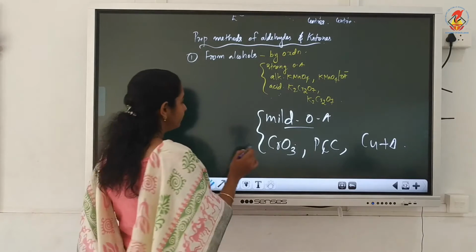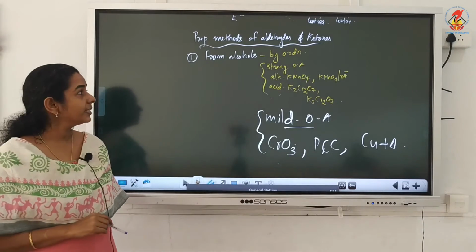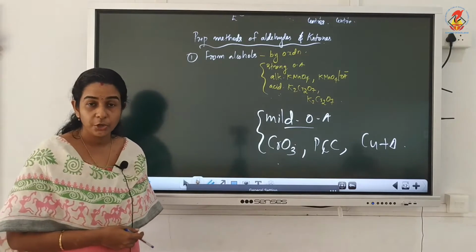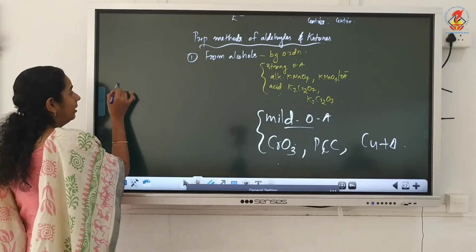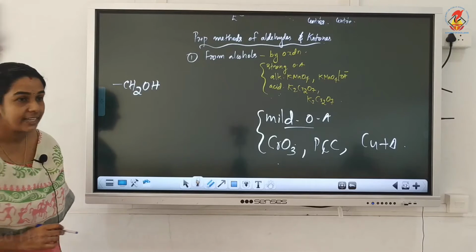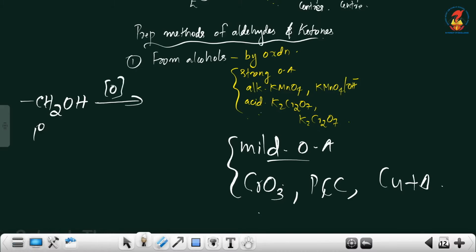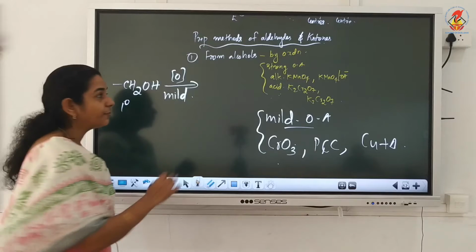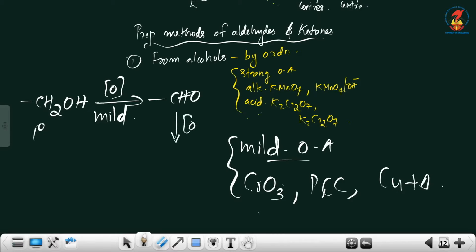Now, going back to the preparation of aldehydes and ketones by the oxidation of alcohols. If I am oxidizing, what is meant by CH2OH? It is a primary alcohol. If I am oxidizing a primary alcohol with a mild oxidizing agent, first we will get an aldehyde, which on further oxidation gives a carboxylic acid.